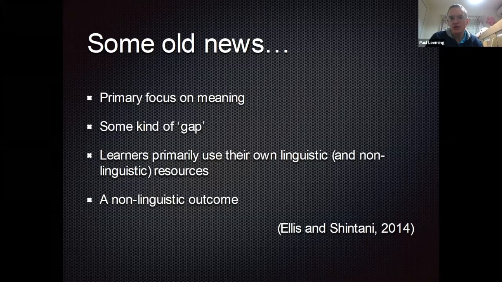When I say, how was your weekend? The gap is, I don't know what you did this weekend. If you'd already told me what your weekend was, you'd be like, well, why are you asking me about my weekend? So there has to be this gap, this information that one person has and the other doesn't, whatever form that is. Learners primarily use their own linguistic resources.